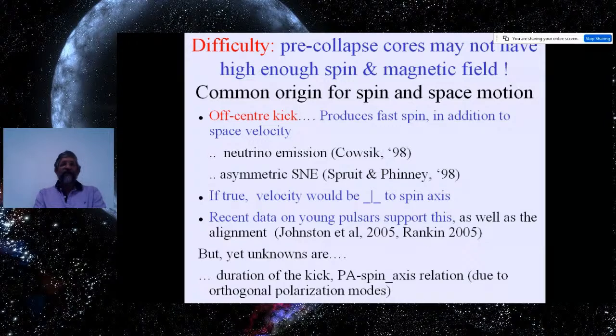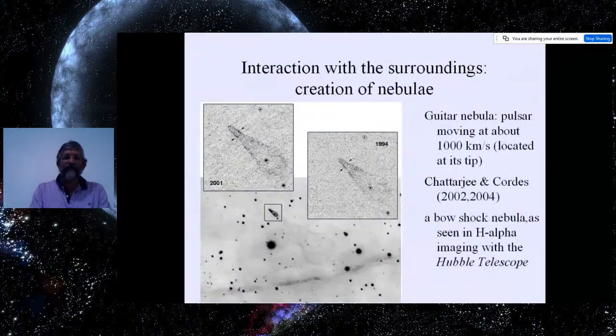Indeed, recent data on young pulsars supports this expectation, and of course there are other details that are yet unknown in terms of duration of the kick, and all the other complications of how do we know that this is the spin axis? Why not 90 degrees offset from what we see, and so on? That's tied up with the interpretation of polarization, which we'll come to very soon.